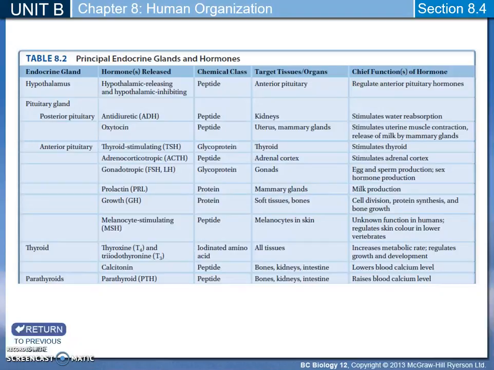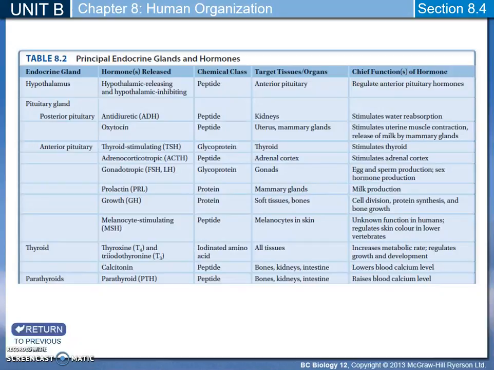Prolactin has its effect on the mammary glands for milk production after giving birth. Growth hormone promotes cell division, protein synthesis, and bone growth. And then melanocyte stimulating hormone acts on the melanocytes in the skin. Its function is kind of unknown in humans, actually, but it regulates skin color in lower vertebrates.